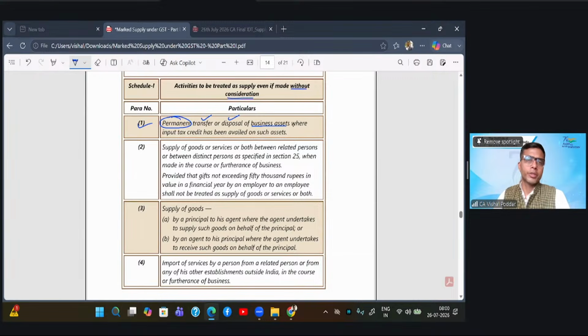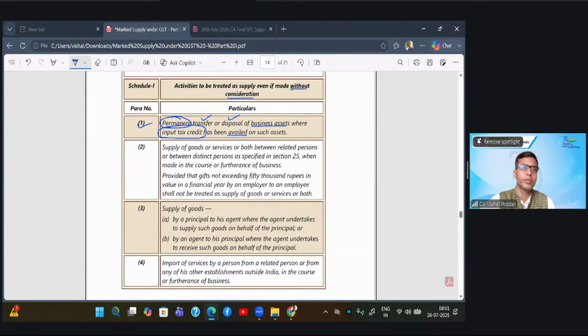And the most important condition is that this business asset is such that when you had purchased it, you have availed the input tax credit on it. So the moment you avail input tax credit on a business asset, the business asset is eligible for this para 1 in future whenever it is given away. So for example, as a business, you have purchased certain laptops and computers. Now, after 2 years of usage, you believe that the laptops and computers are no more serving the purpose. You need some latest model.